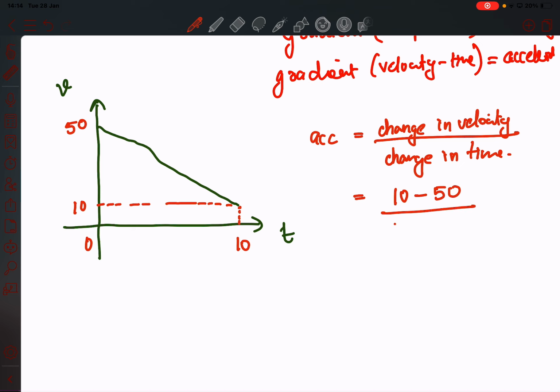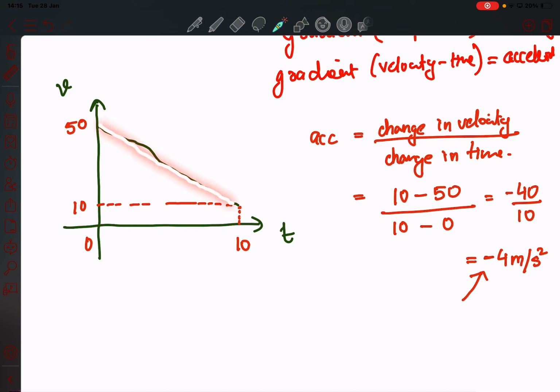So the final time is 10 minus 0. That would give me minus 40 over 10, which would be minus 4 meters per second squared. The fact that you've got a minus here represents that you're decelerating, and you can see from the graph you are slowing down. So you have a negative gradient here, and that fits together with the geometrical idea. Because the line is going down, you have a negative gradient, and it goes along with the fact that the gradient of your velocity time graph gives the acceleration as well.